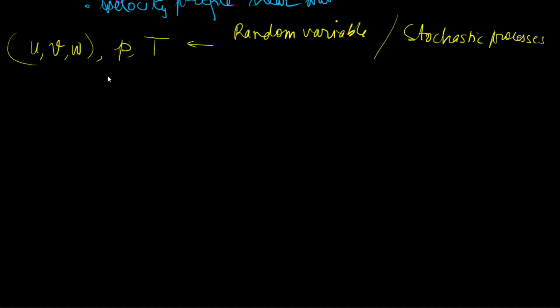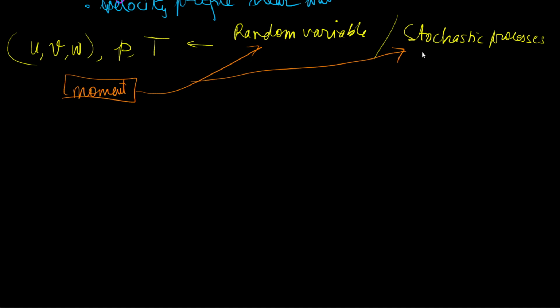Okay, so we have something which we call a moment. A moment of a variable is something which we use often in the description of random variables and stochastic processes as well, and it will be of great use in describing turbulent signals.